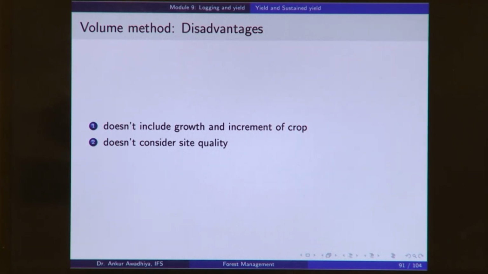It does not include growth and increment of the crop, because whenever you are doing these felling operations, they take time, and throughout this rotation period the crop will also be putting on growth, it will also be putting on increment, but this volume method does not talk about that. And here again it does not talk about the site quality.